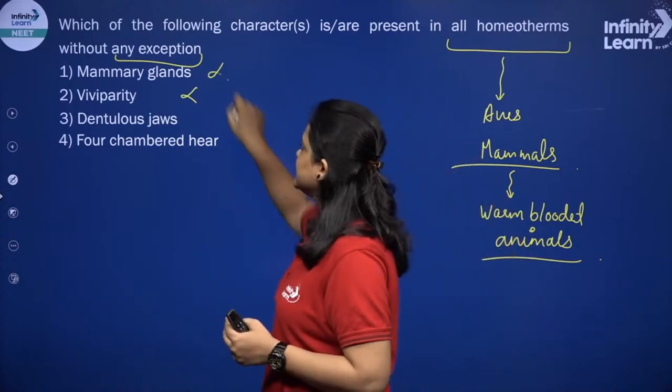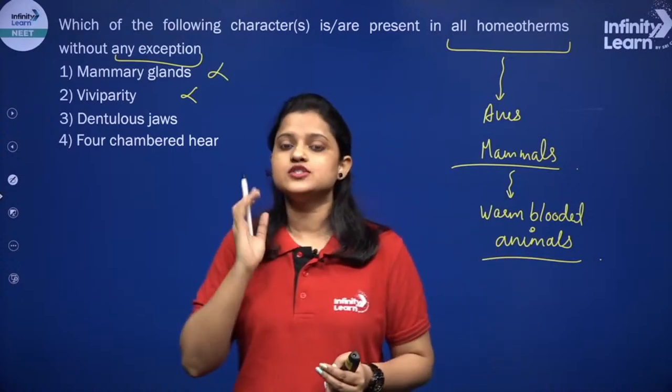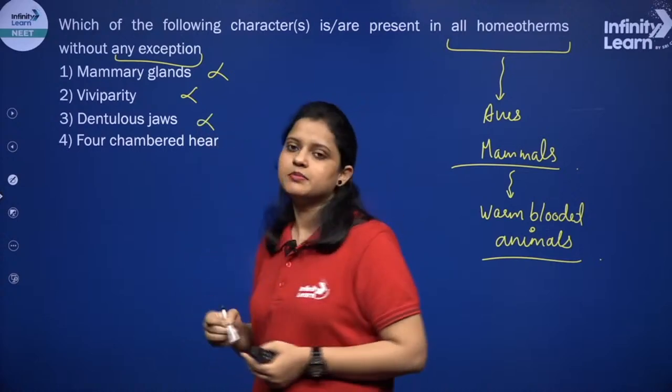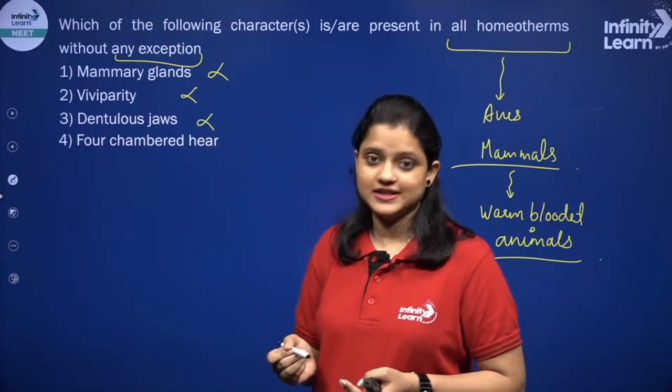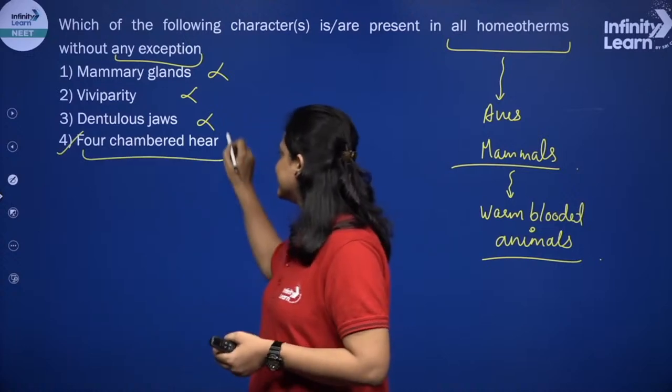So we will eliminate this answer. Dentulous jaw means jaw with teeth, right? So it is not there in the birds. They have beaks and not teeth. So your correct answer for this question is four chambered heart, right?